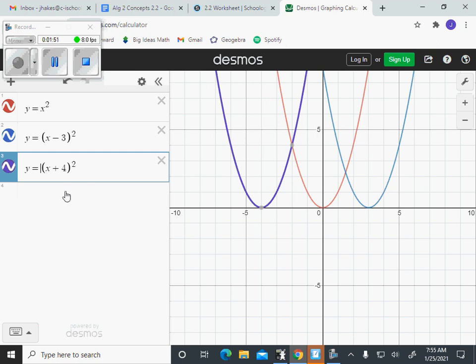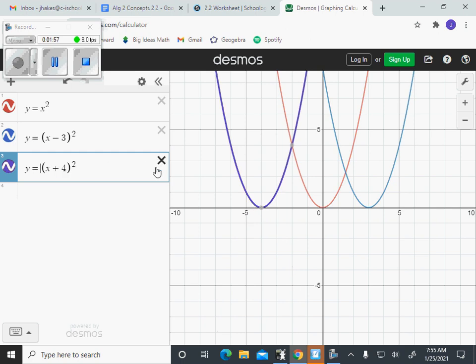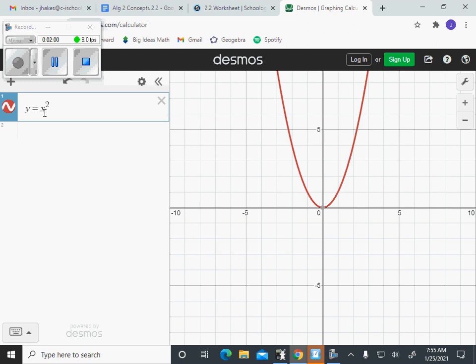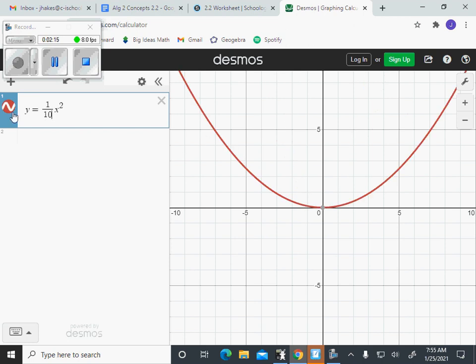Okay. Remember, if we had a negative in front of it, it would flip it upside down. If we have a number that's bigger in front of that, watch this red graph, watch how it moves. Makes it skinnier, right? And if we have a number less than 1, it makes it wider, right? 1/5, 1/10, look how wide that gets.